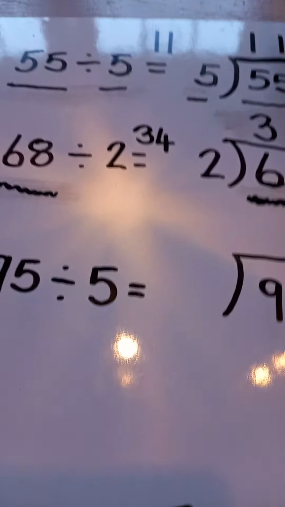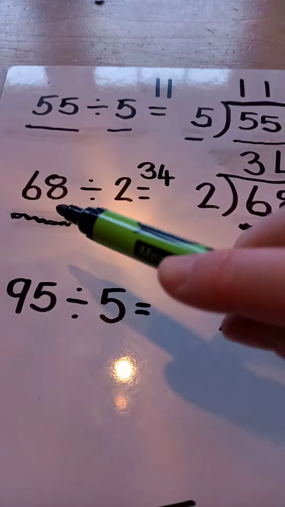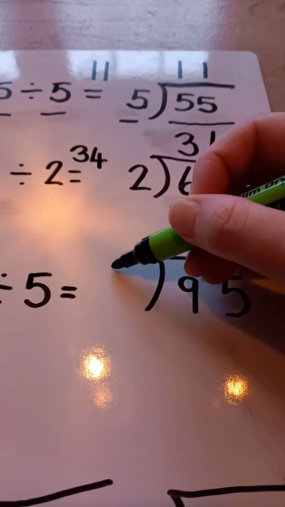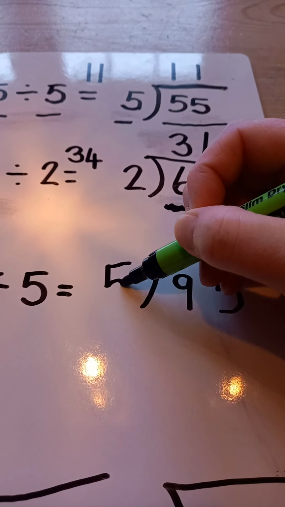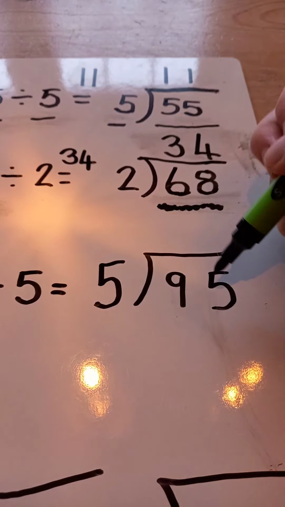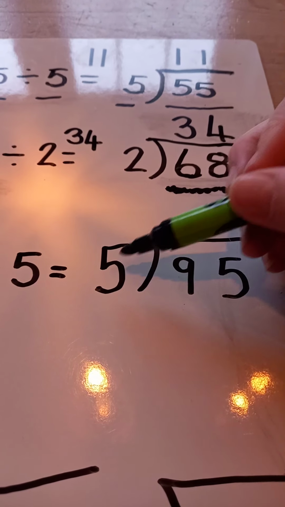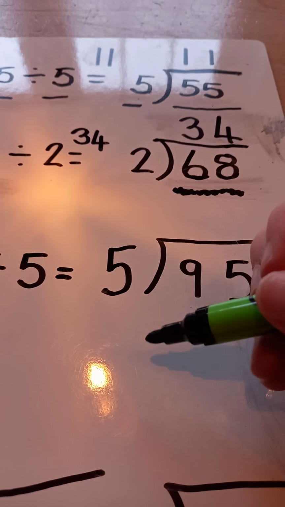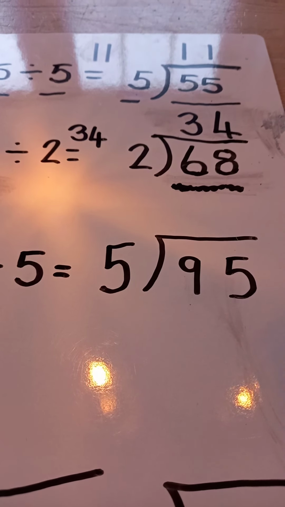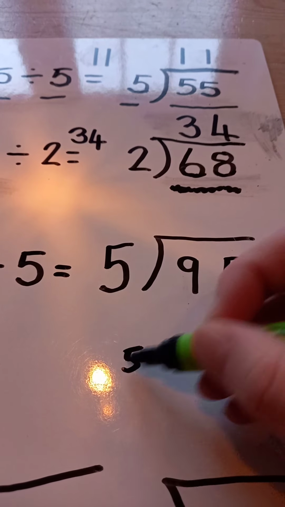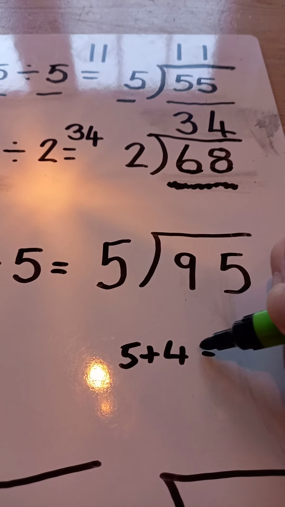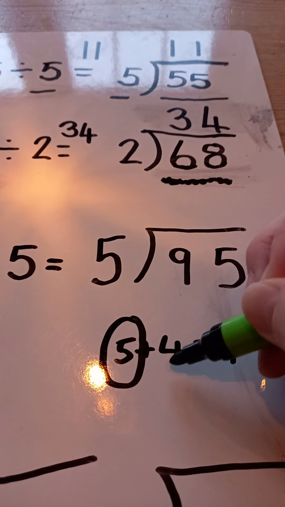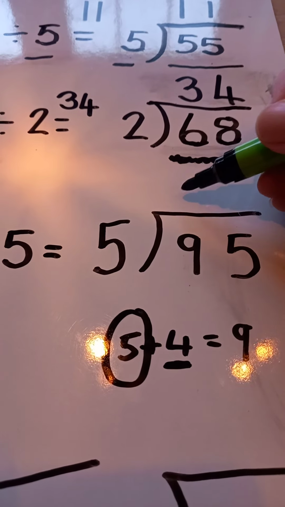The last one I'm going to show you is a little bit more complicated. So 95 divided by 5. I've put 95 in my bus stop, and I'm going to put my number 5 here because that's what I'm dividing it into. Now, how many groups of 5 in 9? There's 1 group of 5 in 9, but then there's 4 left over because we know 5 add 4 equals 9. So there's 1 group of 5 in 9, but we've got 4 left over.